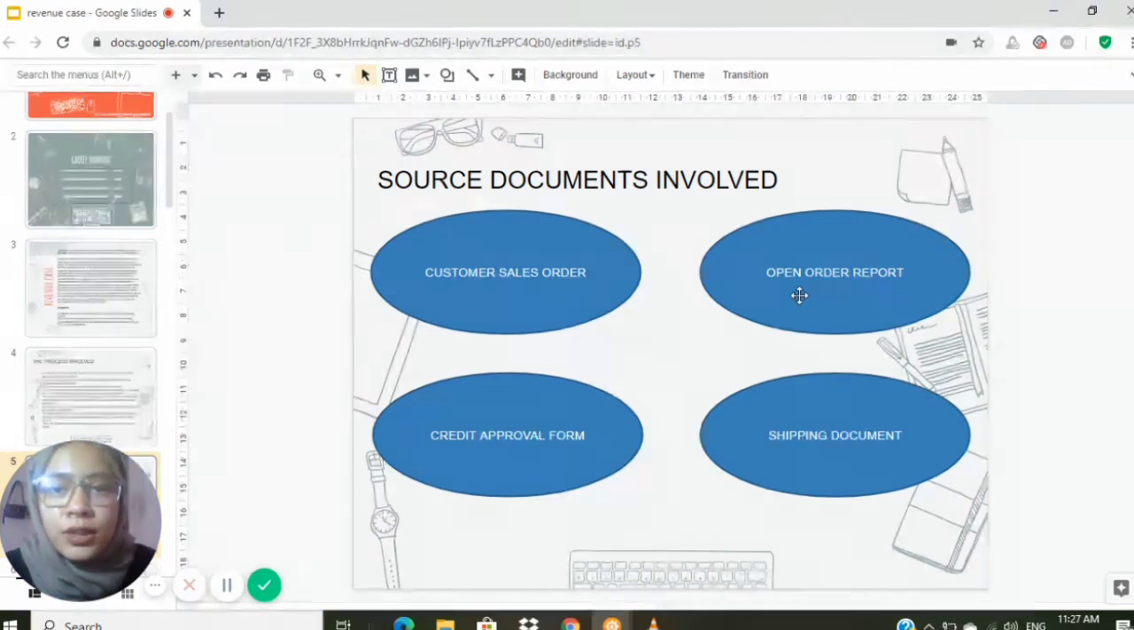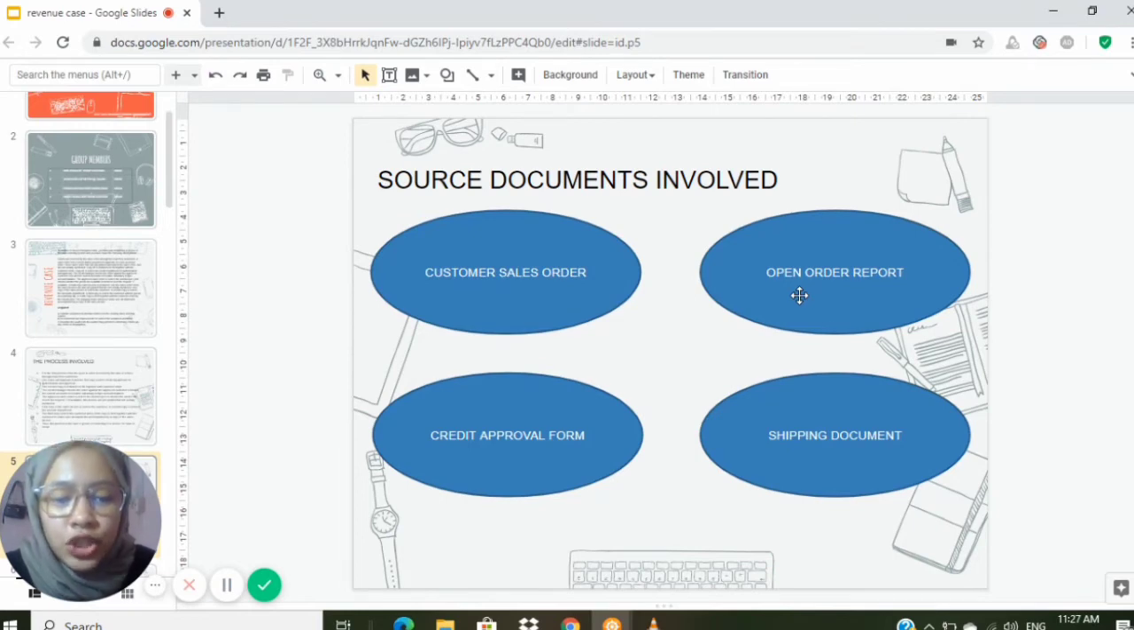The third one is the open order report. This document contains all customer orders for which processing has not been completed, perhaps because the items ordered are out of stock and on back order. In the typical revenue process, once a customer order has been accepted, the order is entered into the system. The approved sales order is sent to the storekeeper who checks whether the goods are available or not. If the stock is available, multi-copy sales invoices are prepared.